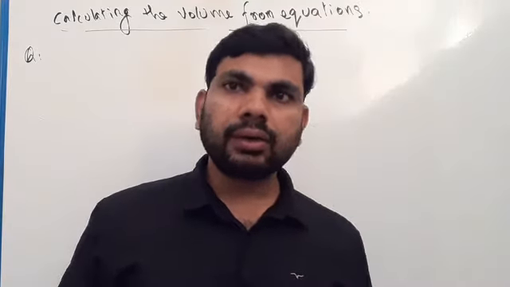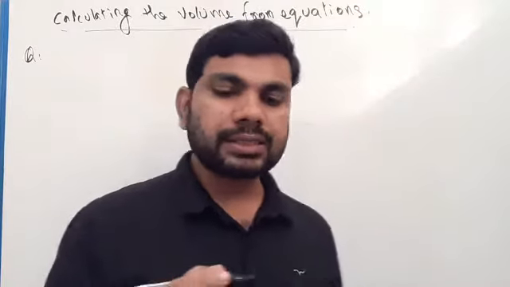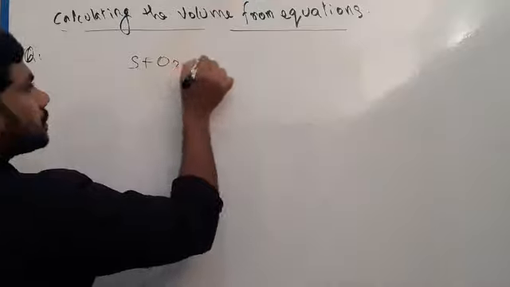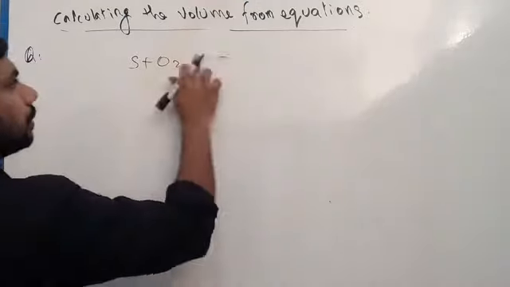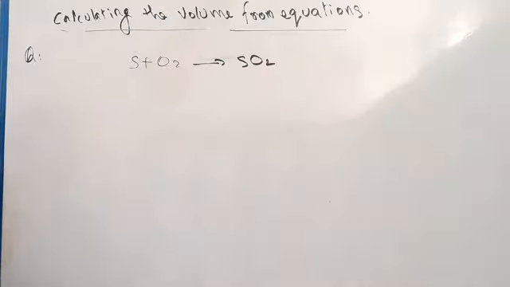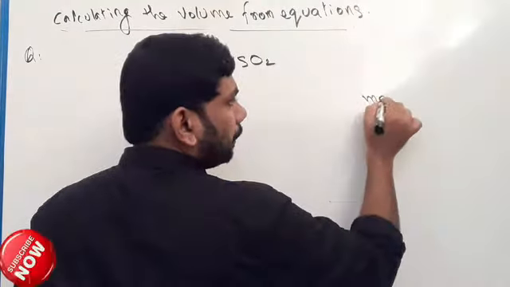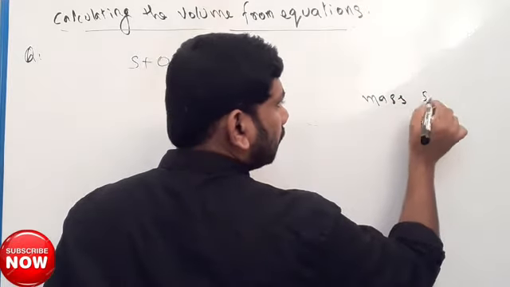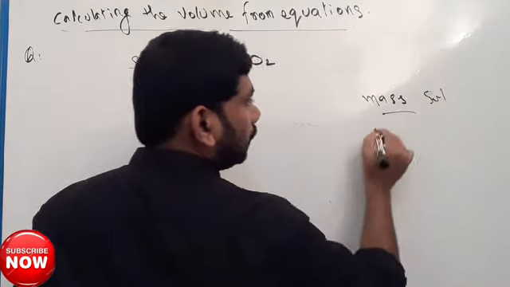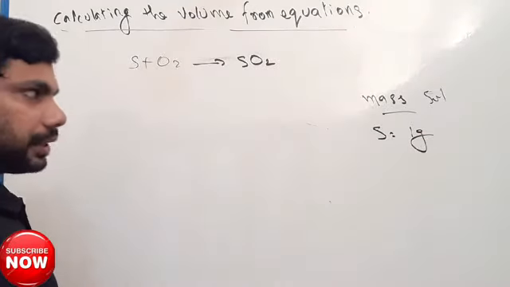Okay, so to find this answer, first you just write the balanced equation. Sulfur after burning produces sulfur dioxide. Here the mass of sulfur is given. Mass of sulfur is 1 gram.